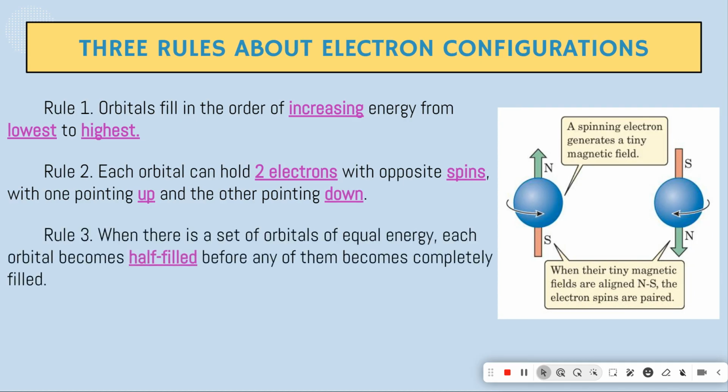And then rule 3, when there is a set of orbitals of equal energy, for example, we have 3 p orbitals, okay, they all have the same energy. Each orbital becomes half filled before any of them becomes completely filled. So we would put 1 electron in each orbital before we put 2 in any orbital.